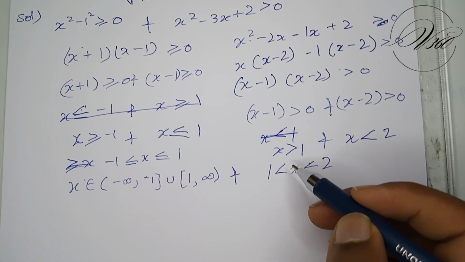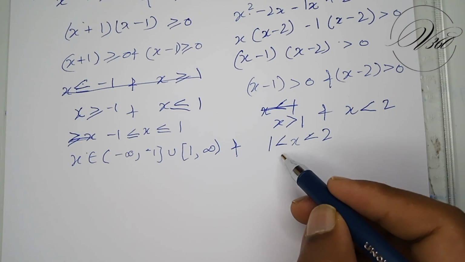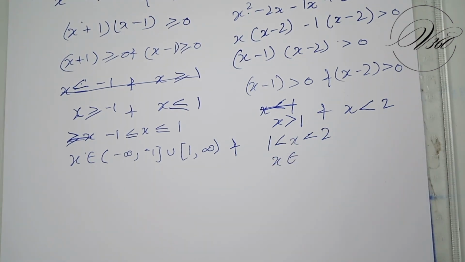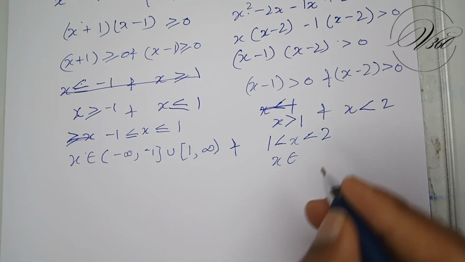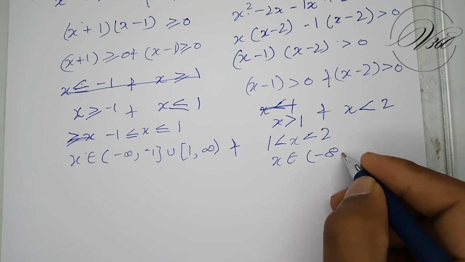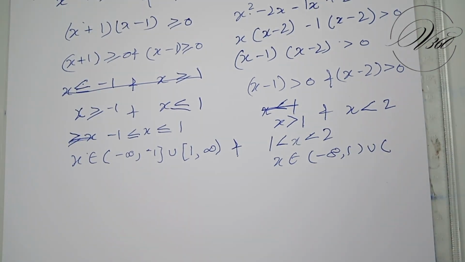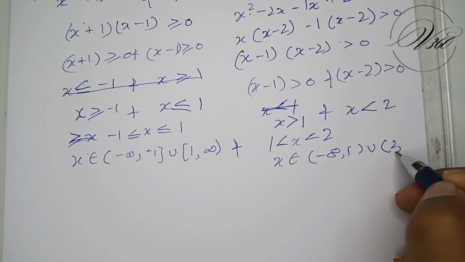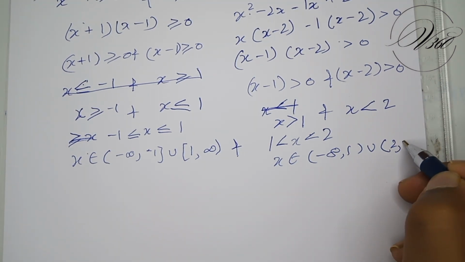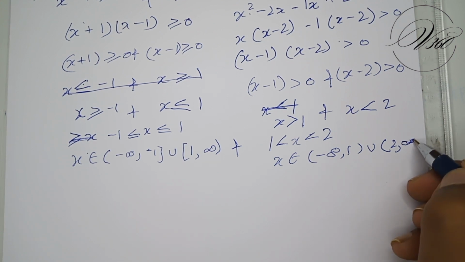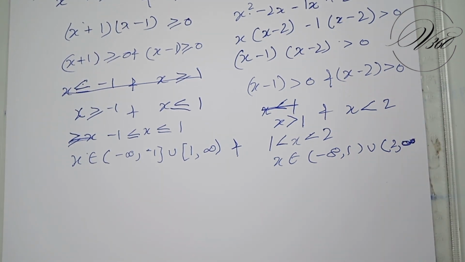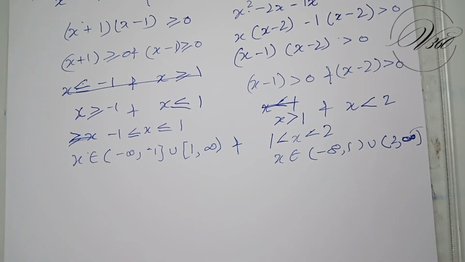This would be the answer for this, and in continuation we can write x belongs to minus infinity to 1, which is union with 2 to infinity. Okay, this would be the answer.